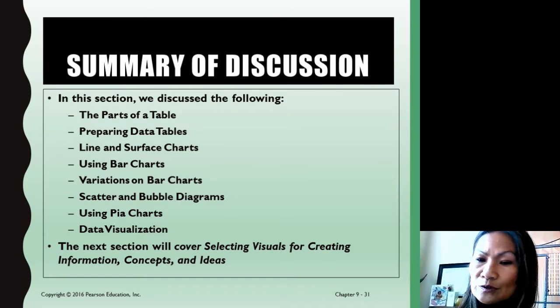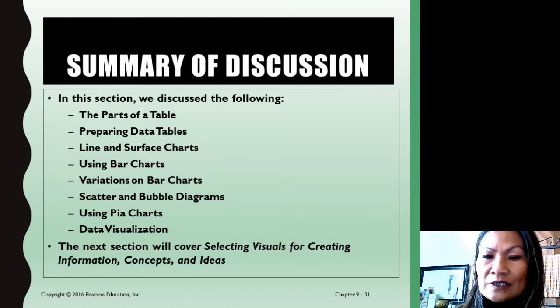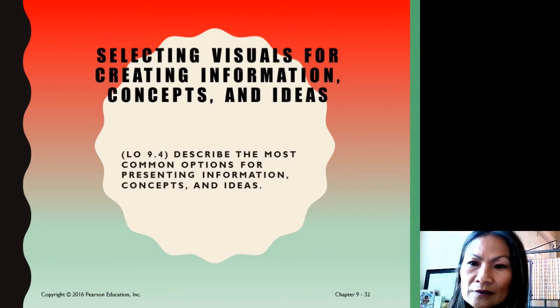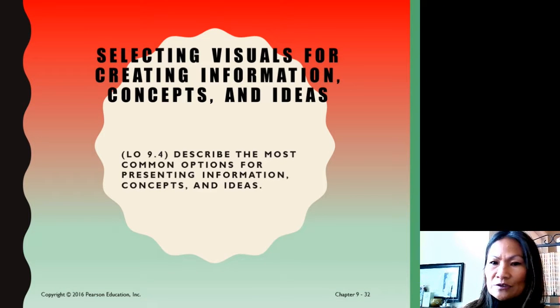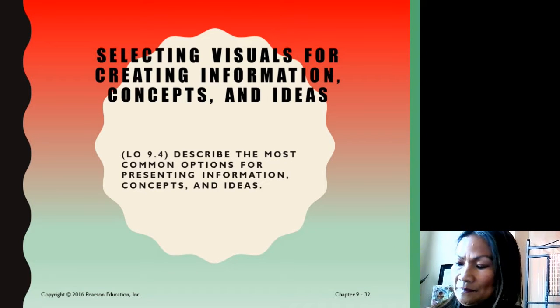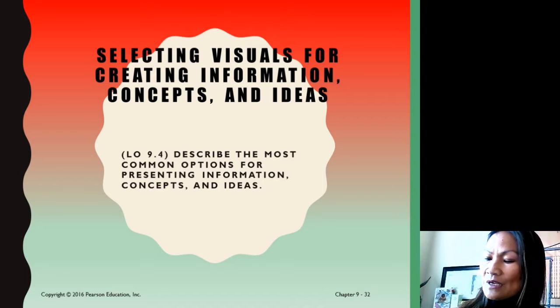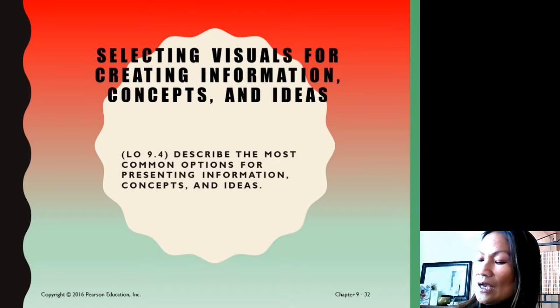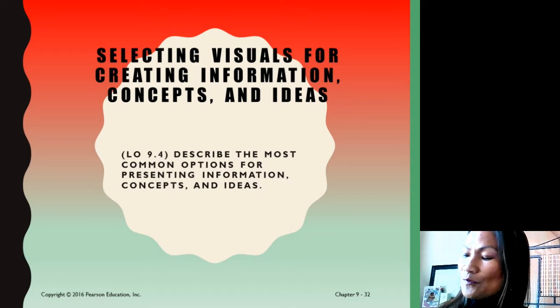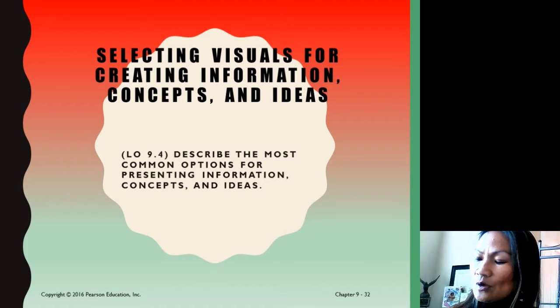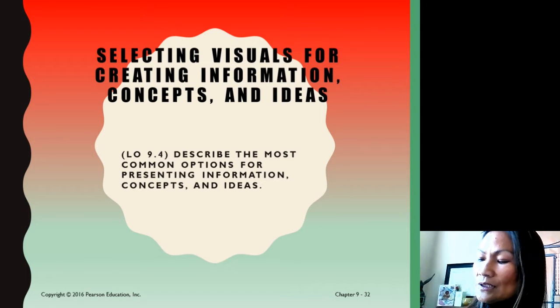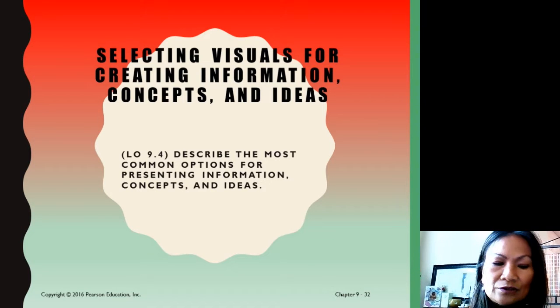The next sections will cover selecting visuals for conveying information, concepts, and ideas. You'll need to represent other information, from spatial relationships to abstract ideas. The most common types of visuals for this application include flowcharts and organization charts, maps, drawings, diagrams, photographs, infographics, and animation and videos.